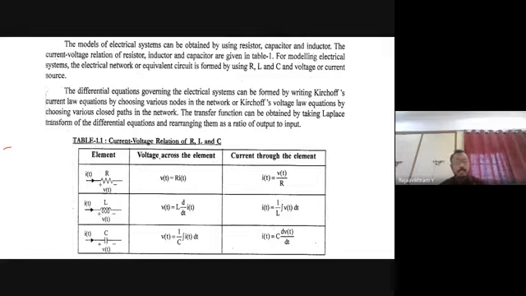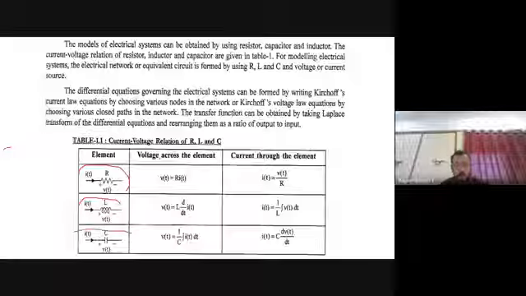Here the three elements are resistance, capacitance, and inductance. There we discussed the force balance equation, torque. These two are the discussed states of the system. Here voltage and current are the states of the system. So come to the table. The first one is resistance, and then inductance and capacitance.